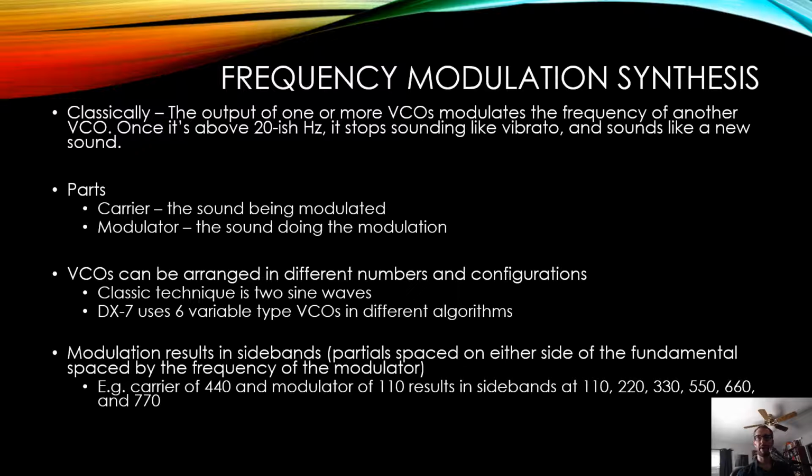For example, the Yamaha DX7 uses 6 variable type VCOs in different algorithms to control how they modulate each other before finally being output. Now, this type of modulation results in sidebands. These are partials spaced on either side of the fundamental, spaced by the frequency of the modulator. So if the carrier is 440 Hertz and the modulator is 110 Hertz, you'll have sidebands at 110, 220, 330, 550, 660, and 770 Hertz. But your fundamental is still going to be at 440 Hertz.